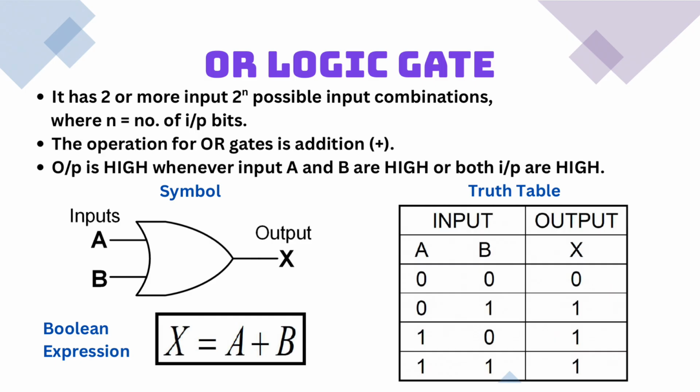In simple terms, the OR gate outputs a 1 whenever at least one of the inputs is a 1, and it only outputs a 0 when both inputs are 0. This gate is particularly useful in scenarios where you want an action to be triggered if one or more conditions are met. For example, in a security system, an alarm might go off if either a door or a window is open, which can be modeled using an OR gate.